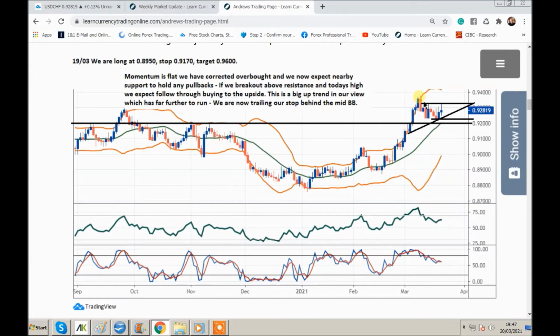So nice move up, correction of overbought, and they found a bit of support here. There's heavy support at 92. If you wanted to come into this one just on a breakout, I think we're going to 96.